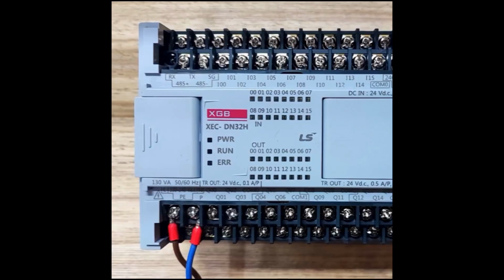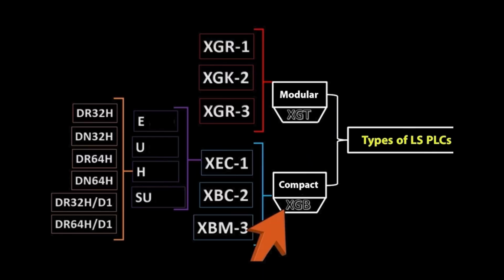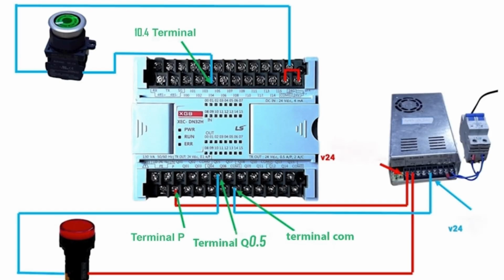Before we get into the XG5000 software, let me mention one point. The PLC we've chosen for this tutorial is the XEC-DN32H. If you remember, in previous lessons we mentioned that this PLC model is part of the XGB series, which uses the IEC standard programming language. In this lesson we intend to write a program so that when input I04 is activated, our output Q05 will also be activated, and it will turn on a signal lamp for us.